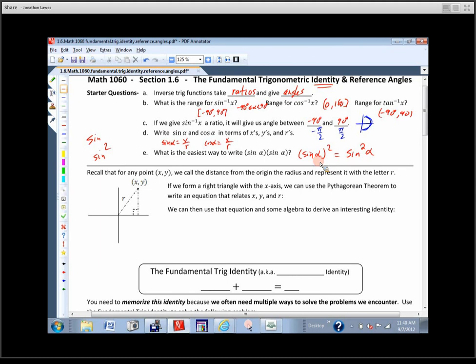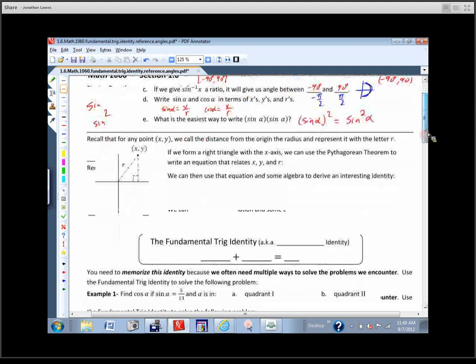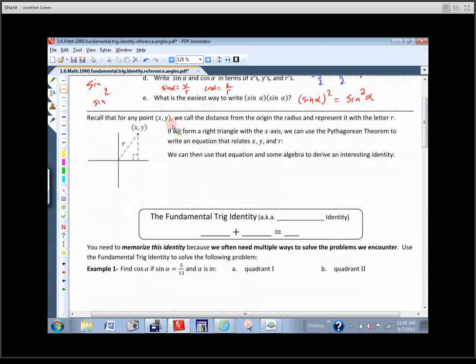Okay, let's take a look. So again, going back to 1.1, if we have a point on the xy plane, we call the distance from the origin the radius, and we represent it with the letter r. So if this is our point xy on the coordinate plane, the distance from that point back to the origin we call the radius. That's because we have this circle going around. If we form a right triangle with the x-axis, and again it's always with the x-axis, we can use the Pythagorean theorem to write an equation that relates the x, the y, and the r. So if this is the xy pair, this is an x, this is a y.